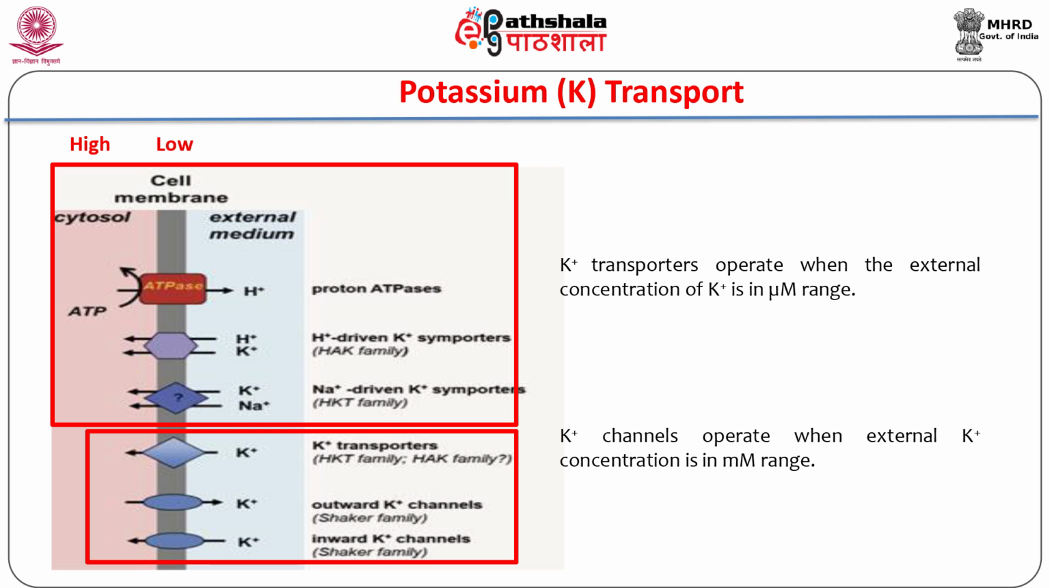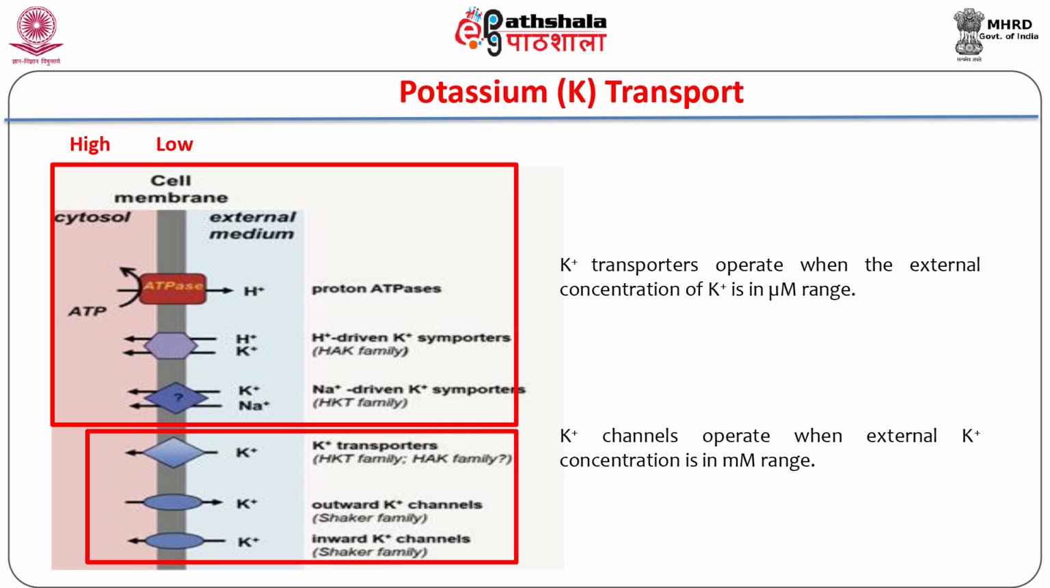Rubidium ion is a potassium analog and shows similar size and permeability as potassium ions, but is not used as a nutrient by plants. It is used as a tracer to study potassium transport kinetics. It is seen that channels are used when soil availability of potassium is high, while transporters are used when potassium availability is low.